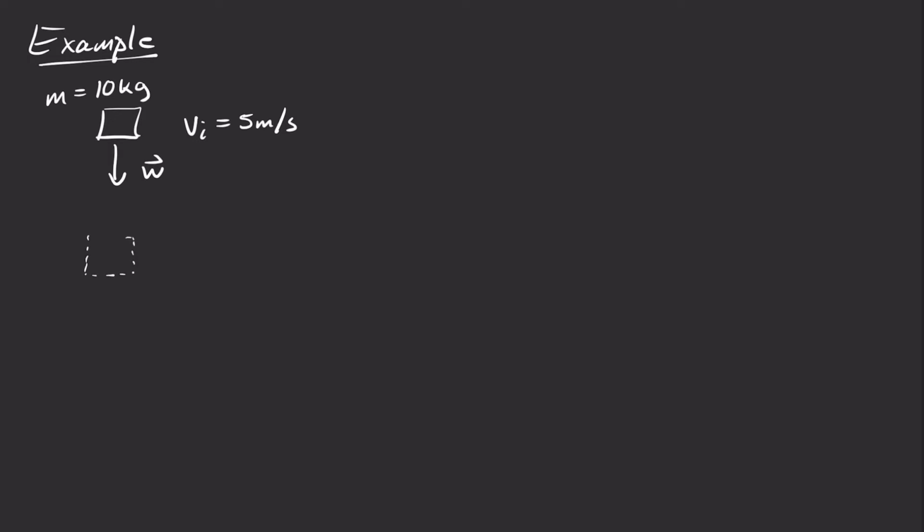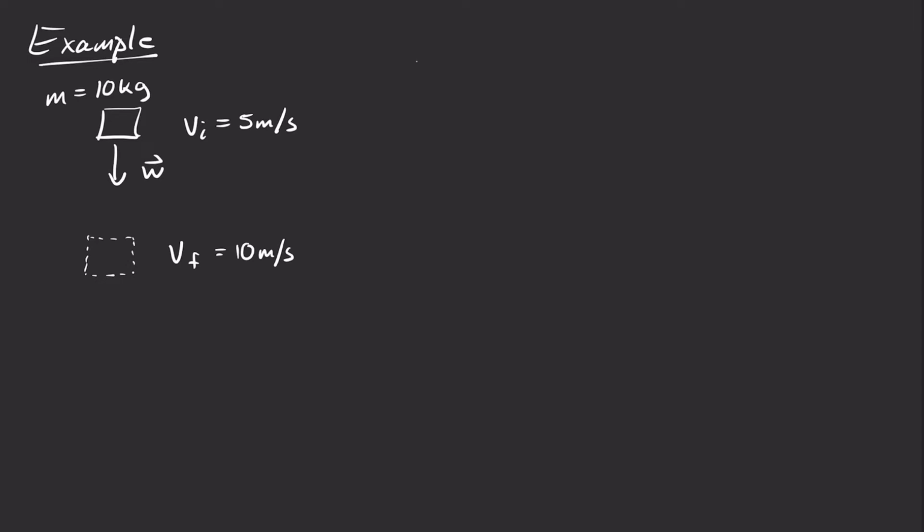So let's look at another example. We have a block, we're going to drop it, mass equals, say, 10 kilograms. It's going to accelerate downwards because of the weight. So the weight is a force acting on this mass. The initial velocity is going to be 5 meters per second. And then some time later, it's going to be down here, and now it's going 10 meters per second. So we notice the velocity has changed.